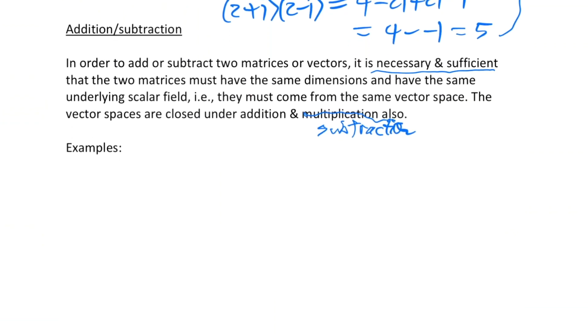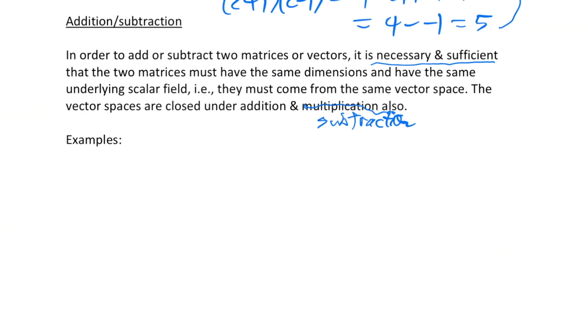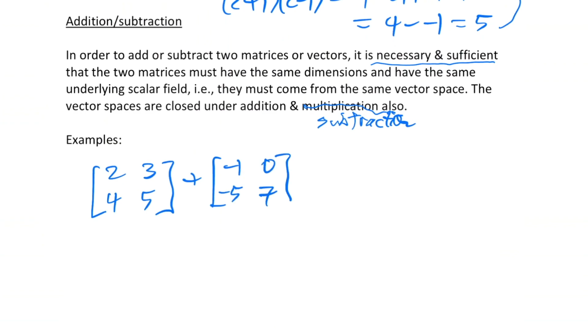Okay, let's try this though. It's going to be really easy. Let's say I had a couple real matrices. Let's say I go from 2 by 2 matrices again, and I was to add another 2 by 2 real matrix. I could do that. Now, you could add these because what? They have the same underlying scalar field, which is the real numbers, and they have the same dimensions. They're both 2 by 2s.